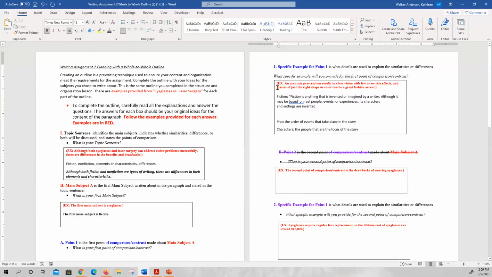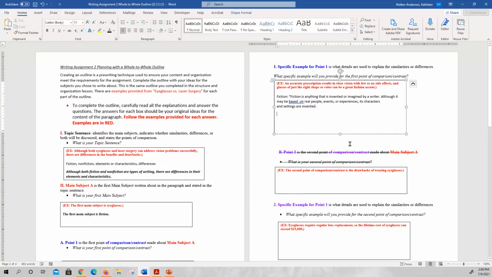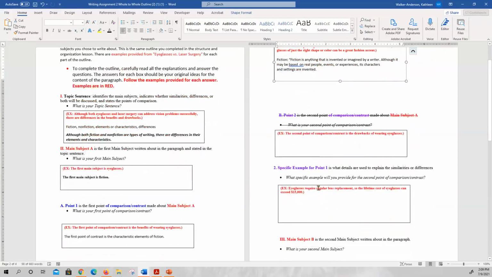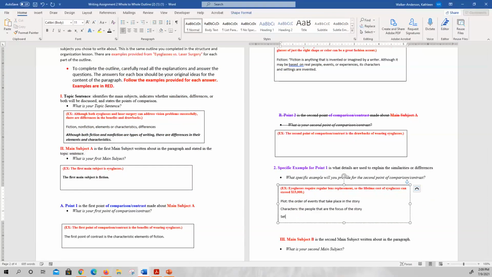What I'm going to do though, because I've already put this definition here, I'm going to bring these two down to my next specific example. Because for me, that just fits better. Let's have the definition for each one as the first specific example. And for the second one, I'm talking about the elements of plot and characters, and I was going to do setting. That's where the story takes place.